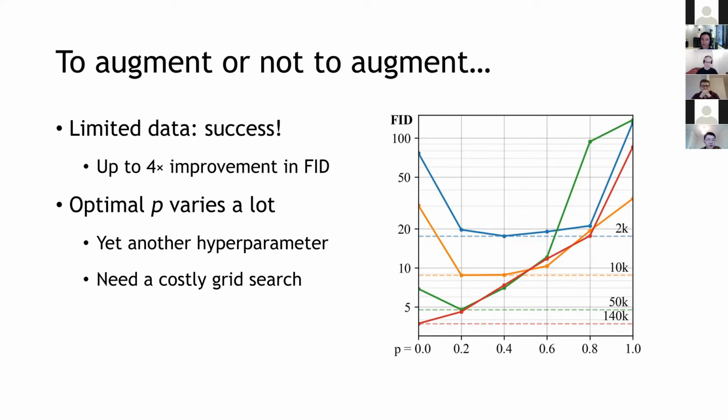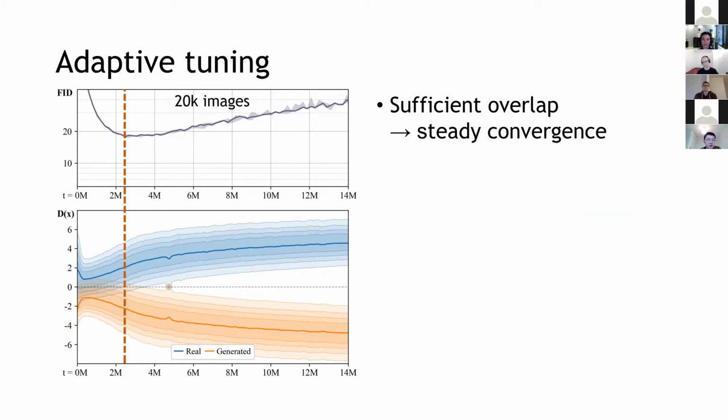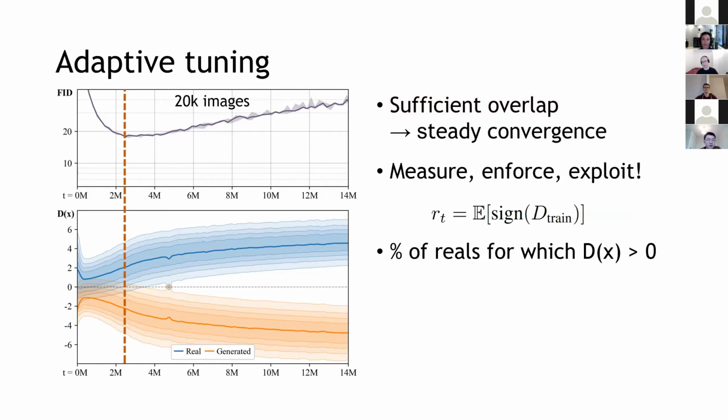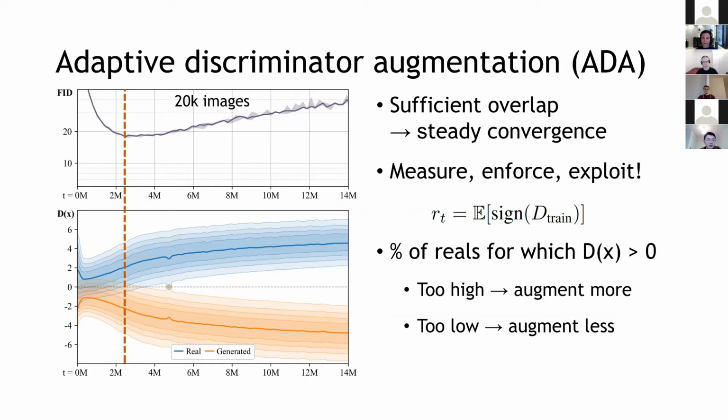So recall my previous example with the discriminator outputs. It was all about overlap, and overlap is actually easy to measure. So what we'll do is we'll monitor the average sign of the discriminator output for the training images shown during training, and then select a target value for that average and tune the value of p accordingly. So if the average is too high, it means the distributions have drifted apart, and we'll compensate by augmenting more. If the average is too low, then we're free to reduce the amount of augmentation. We call the resulting technique adaptive discriminator augmentation, or ADA for short.